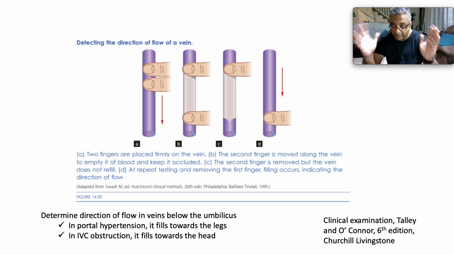Now remember that you got to test veins below the umbilicus, right? And in portal hypertension with the caput medusae, these veins will flow towards the legs. But if it's IVC obstruction, the veins will flow towards the head.